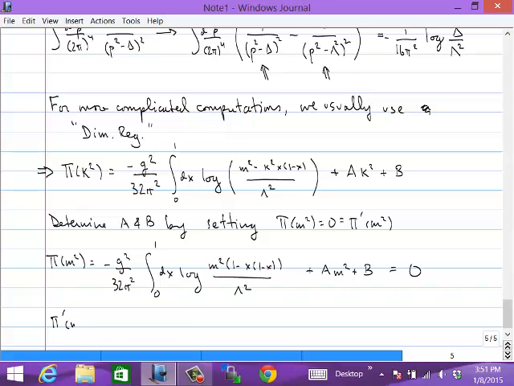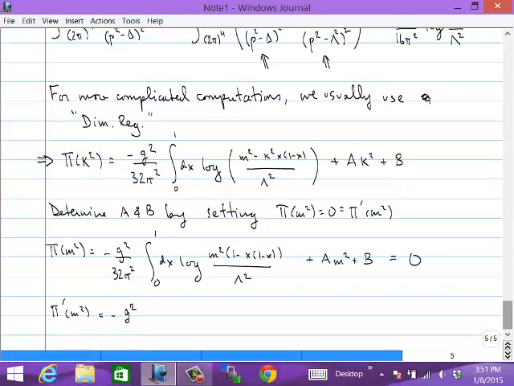And pi prime evaluated at m squared is that same minus g squared over 32 pi squared integral dx. You now take the derivative of the logarithm. When you do that, that lambda squared dependence drops out. So this expression is actually finite. Remember, when you take a derivative of pi, you make the integral more convergent. So something that's logarithmically divergent, when you take one derivative, becomes convergent. So you get a convergent integral.